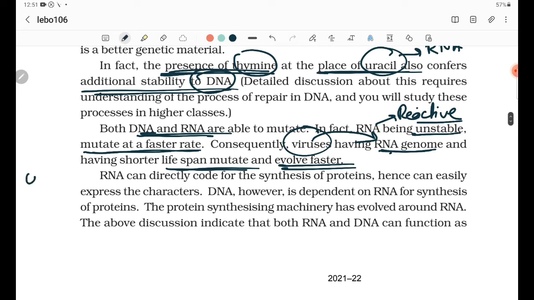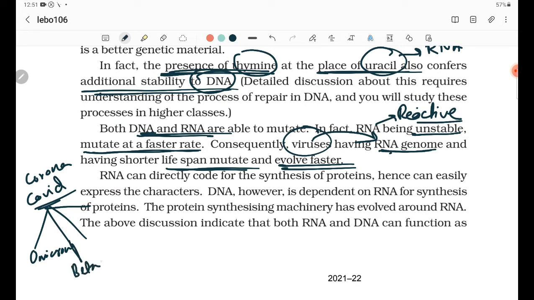You can see for the coronavirus or COVID, this virus has so many mutations. Each and every form we are getting, one is Omicron, one is beta, one is alpha, one is delta.